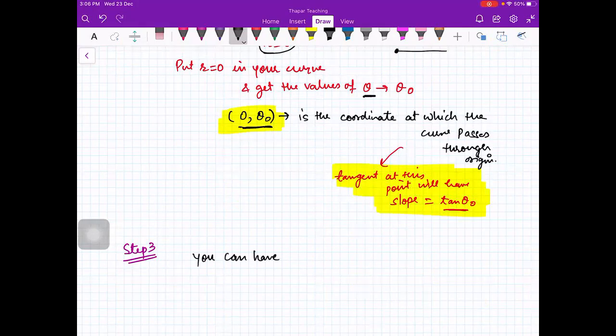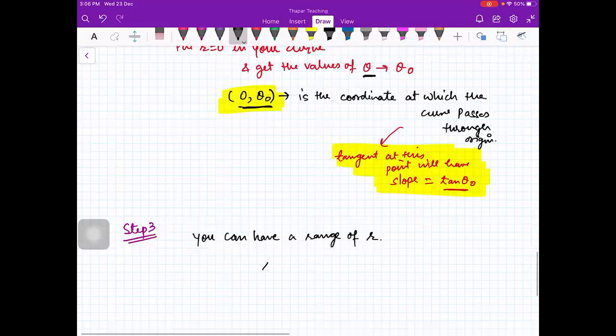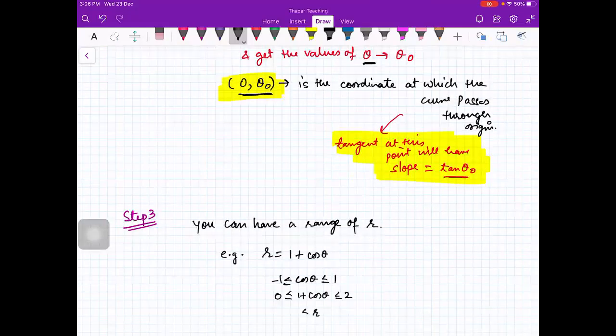For example, if you have r equal to 1 plus cos theta, then I know that cos theta lies between 1 and minus 1. Therefore, 1 plus cos theta lies between 2 and 0. It means that r lies between 0 and 2. So I got a range for r. That is also helpful in plotting the curve.